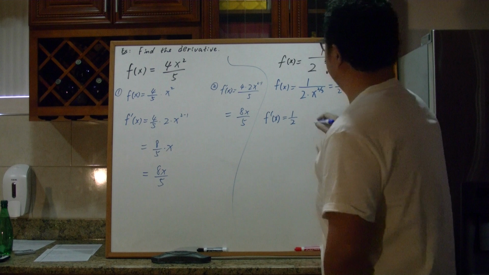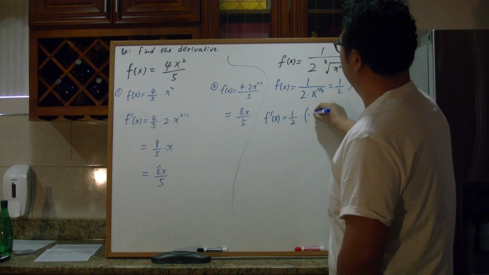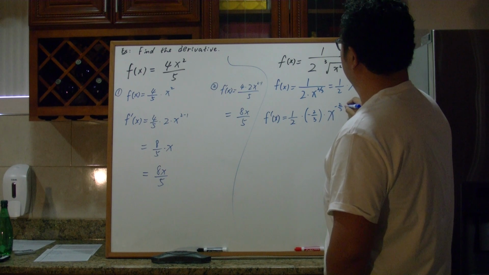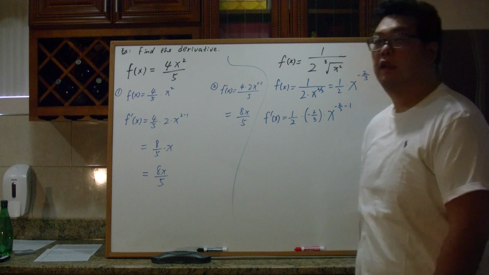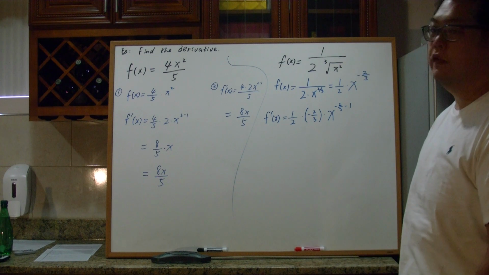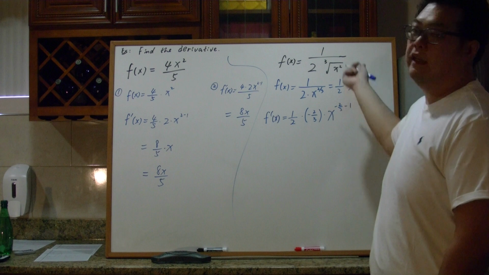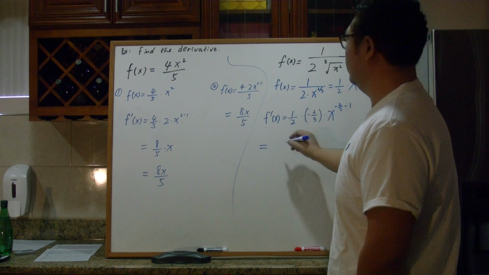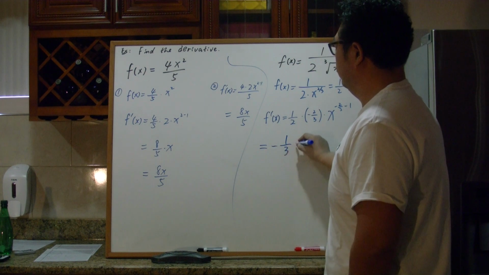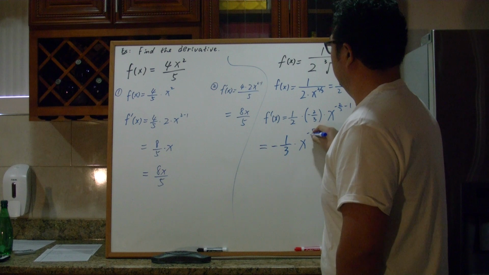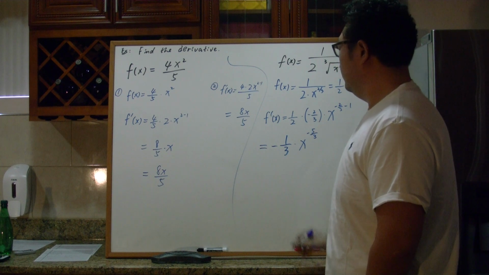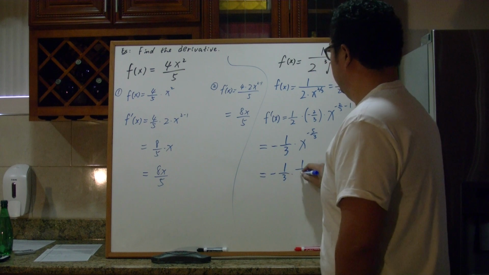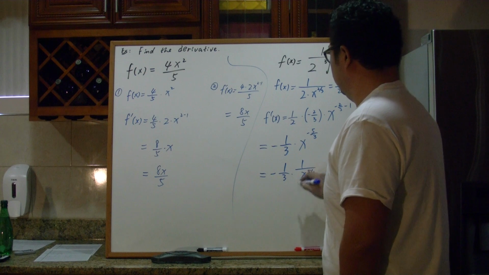The 1/2 coefficient remains. The power, we carry that down. x to the -2/3 minus another 1. For -2/3 minus 1, you can use a calculator to check. That will be -5/3. And when we multiply 1/2 times -2/3, that's -1/3. And if you want to write step by step, that's -1/3 times 1/x to the 5/3.